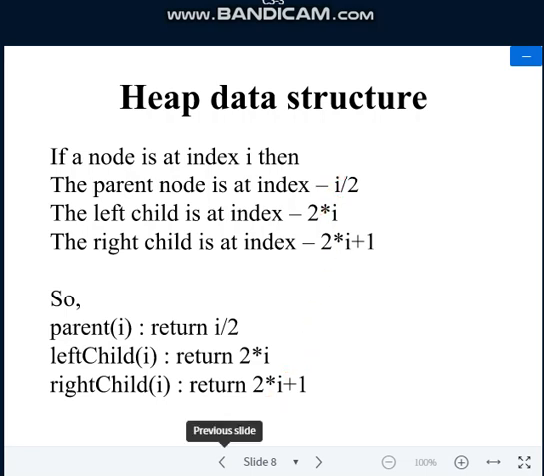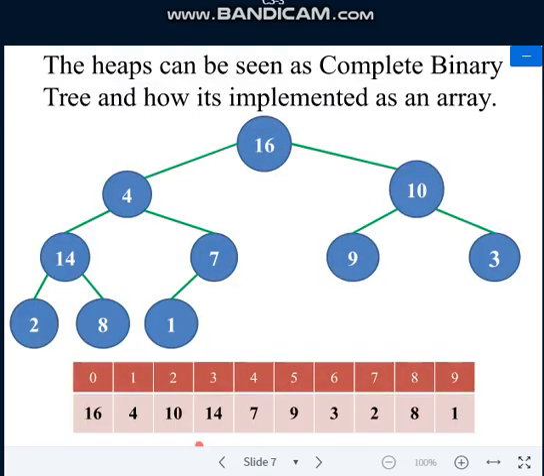Okay, let us check. Let us go to the array. For example, if I am talking about 7, what is the indexing of 7? The indexing of 7 is 4. You know that array indexing starts from 0. Here the indexing of 7 is 4, and the parent will be at location I by 2. So what is I here? I is 4. 4 by 2 is 2. Isn't it? 4 by 2 is 2.